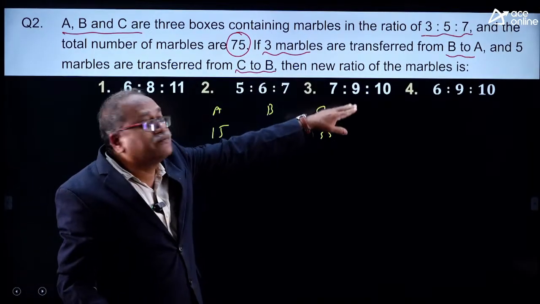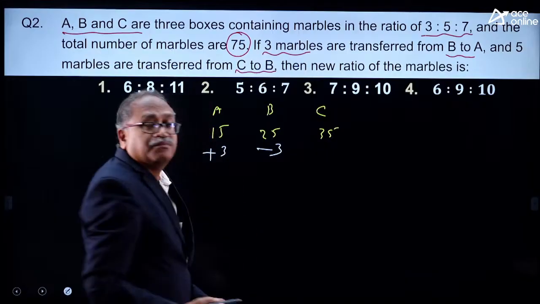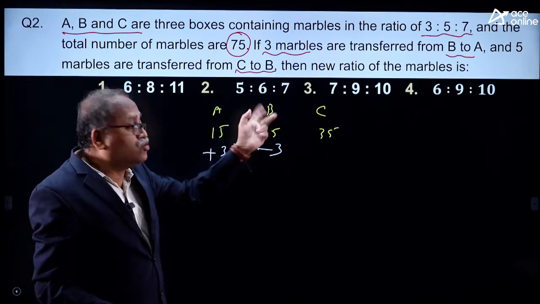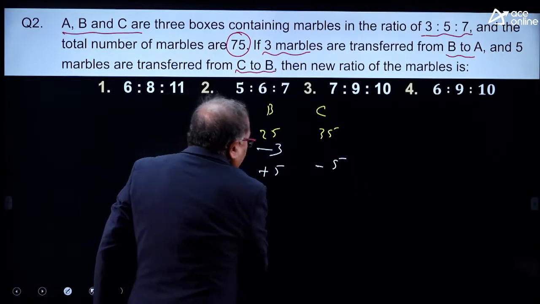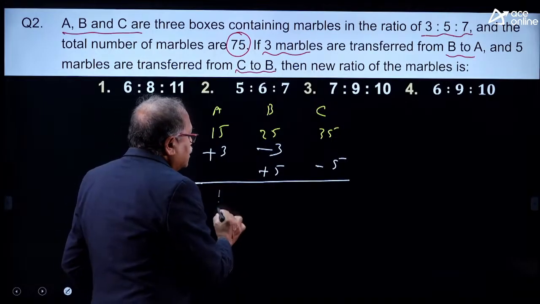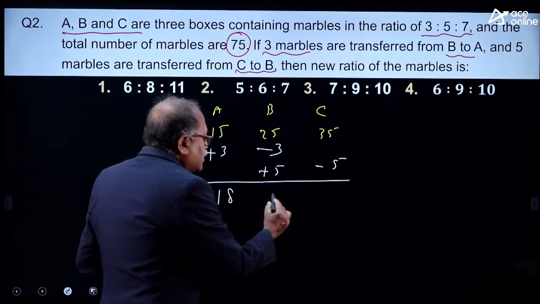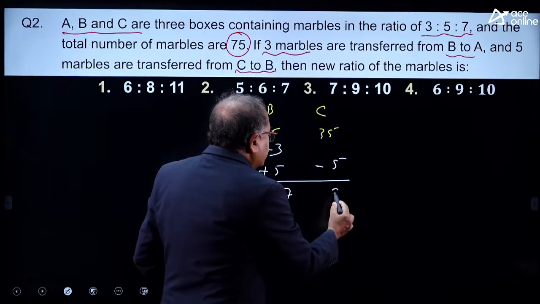3 marbles transfer from B to A. So, minus 3 and here plus 3. And the next it is said 5 marbles are transferred from C to B. So, here minus 5 and here plus 5, and finally, we are getting the ratio here. So, this is 18 and this is minus 3 plus 5, that means plus 2. So, that comes 27 and minus 5, that comes 30.